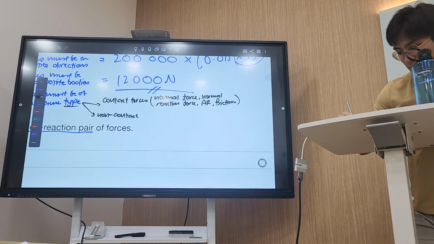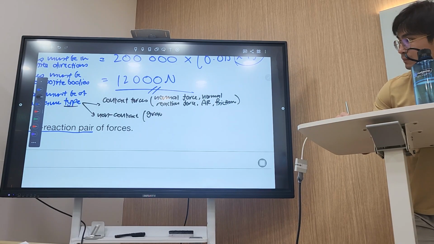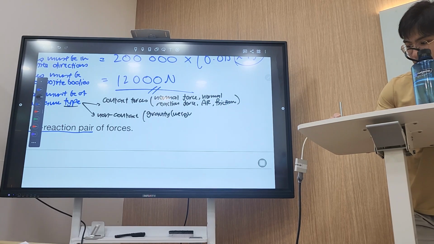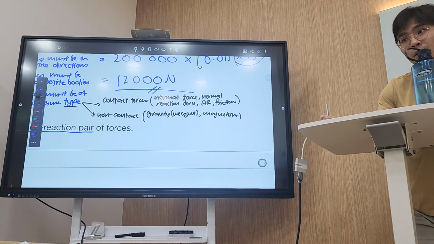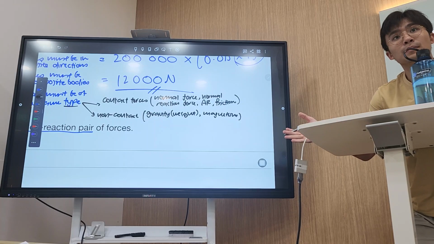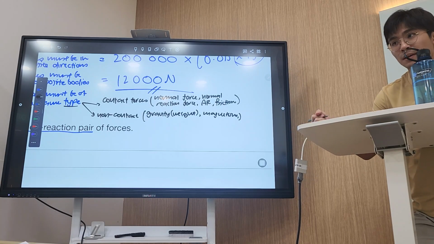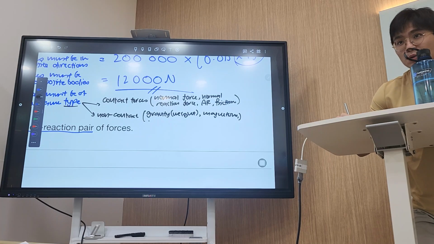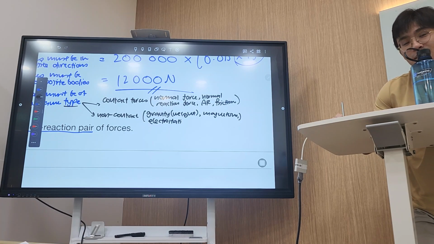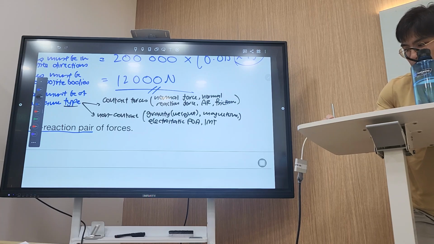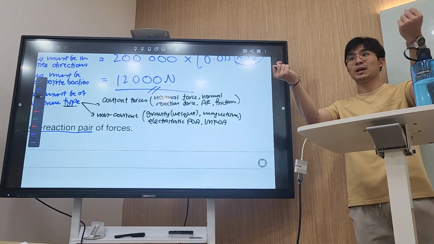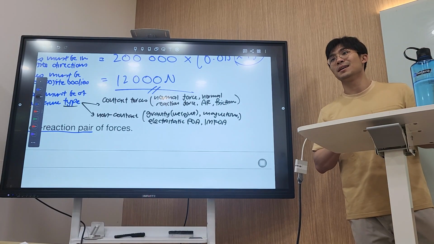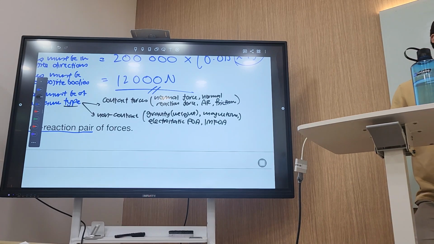Your non-contact forces: something like gravity, aka your weight. Weight is a non-contact force. Maybe magnetism. All these non-contact ones, you don't have to touch them. Everybody here takes chem. All of your electrostatic force of attraction, your intermolecular force of attraction, all of these are non-contact attractive forces within different ions, cation and anion. One positive, one negative, they will attract, right?